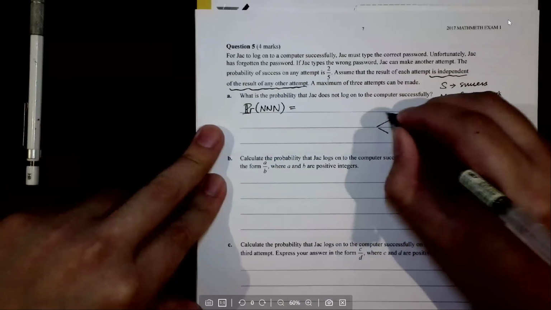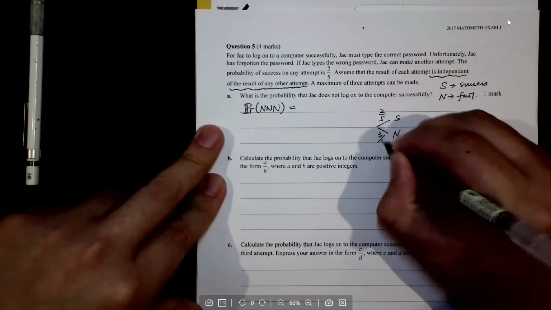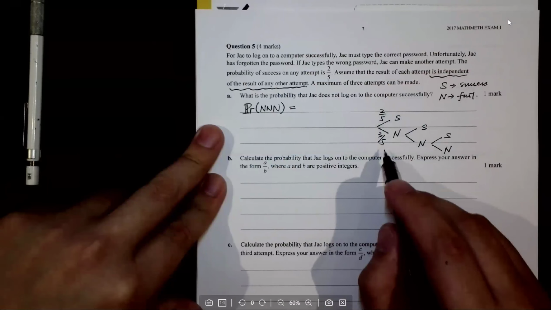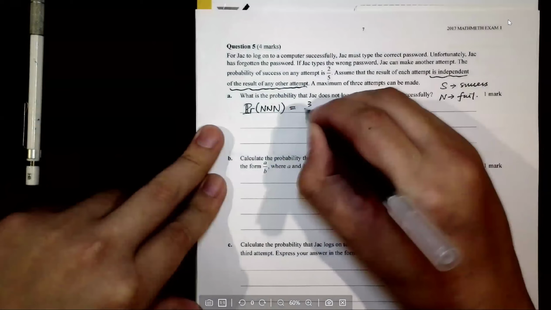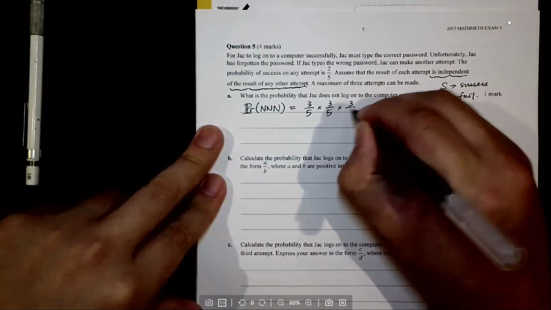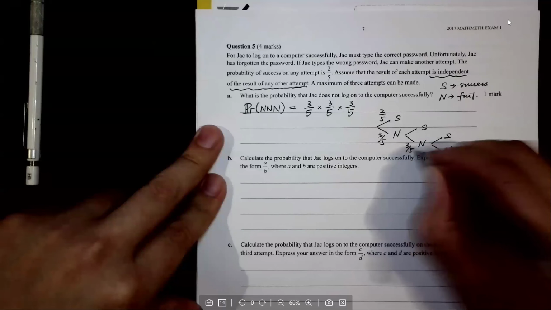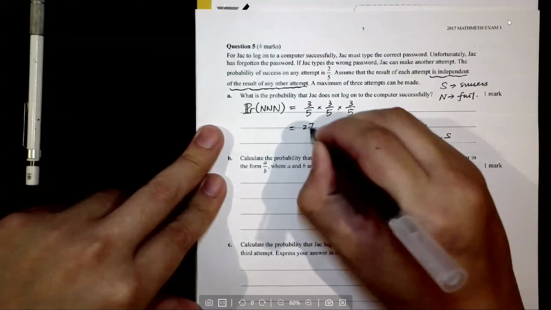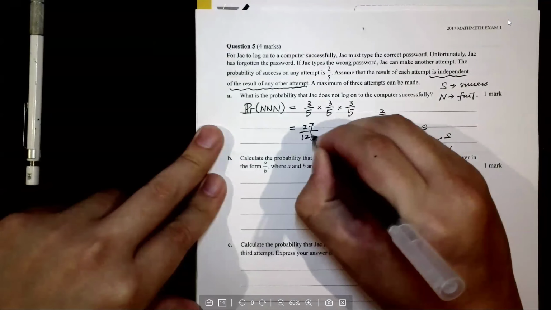And each time 2 out of 5, 3 out of 5. Independent means the probability or the proportions don't change. So you get 3 out of 5 times 3 out of 5 times 3 out of 5. Okay, something along this line. And then you get 27 out of 125, okay?